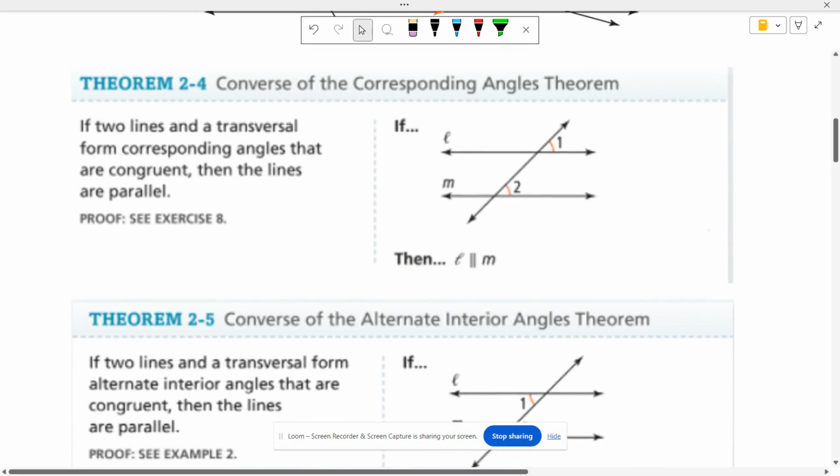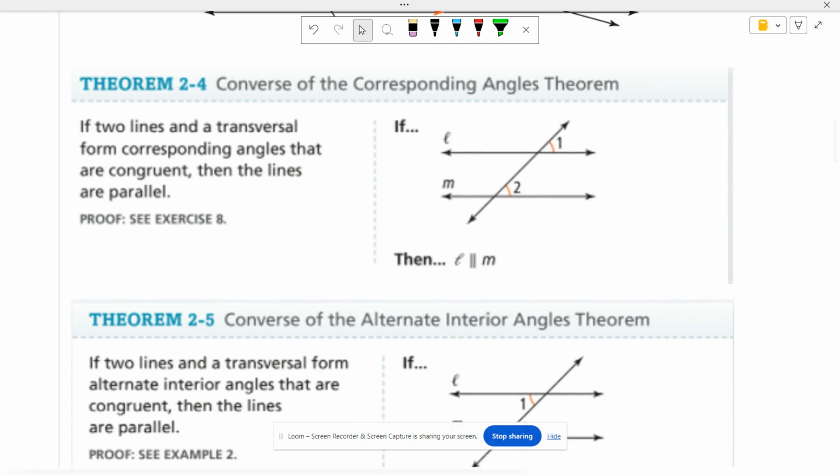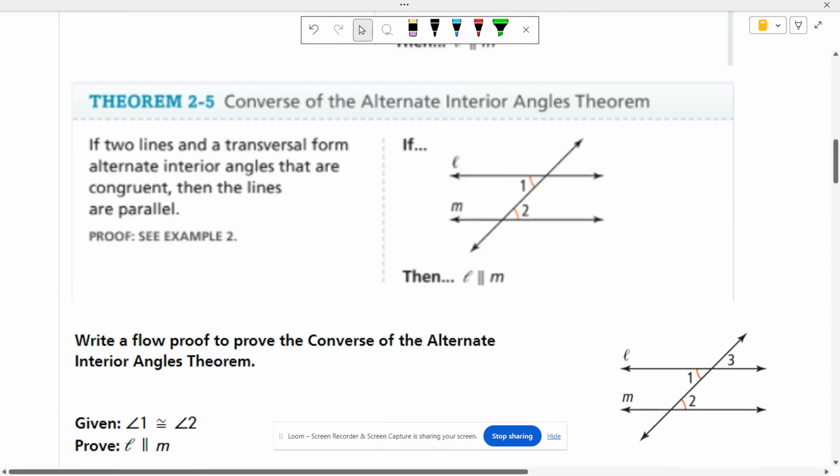All right. So, the converse theorems. If we have corresponding angles congruent, then we have parallel lines. You already know this, so you probably don't have to write this down too much. All I'm worried about is the corresponding angles part of it, not so much whether it's a converse. It might come up as a converse on a quiz or test, but if we're going from angles to parallel lines, then it's the converse. If we have alternate interior angles congruent, then the lines are parallel.